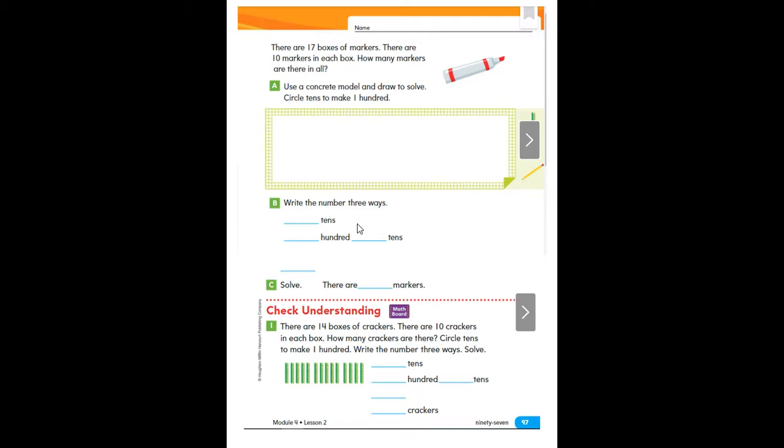All right, 97. There are 17 boxes of markers. There are 10 markers in each box. How many markers are in all? So let's use a concrete model and draw to solve. So we're going to use our column of base 10 blocks. So we're going to have 10. We're going to draw 17 of these. So we'll start out with 1, 2, 3, up to 17. So we have 17 of those.